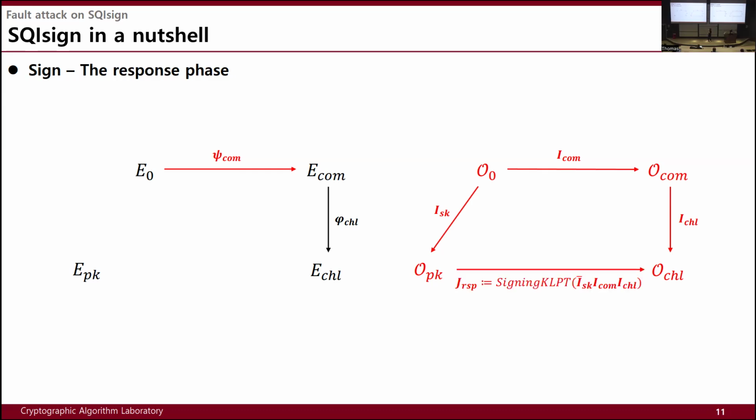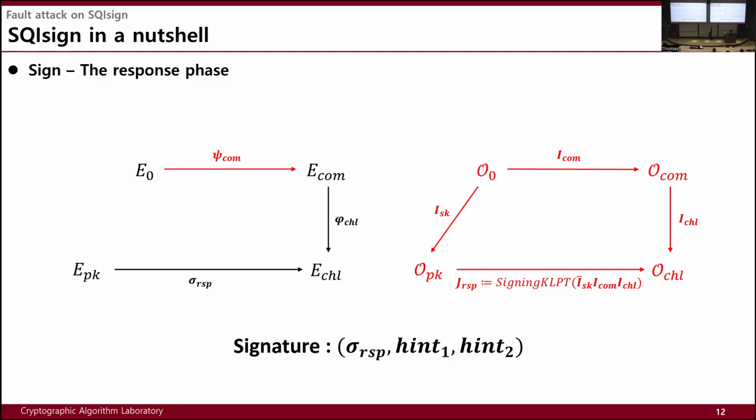And in the response phase, it generates the response ideal first by multiplying the secret, commitment, and challenge ideals, and turns it into an equivalent ideal with smooth norm, for a reason that I will not go into here. And it is translated into the response isogeny sigma. The output is the set of the response isogeny and two hints. These hints are for a verifier to recover the challenge isogeny in the verification process.